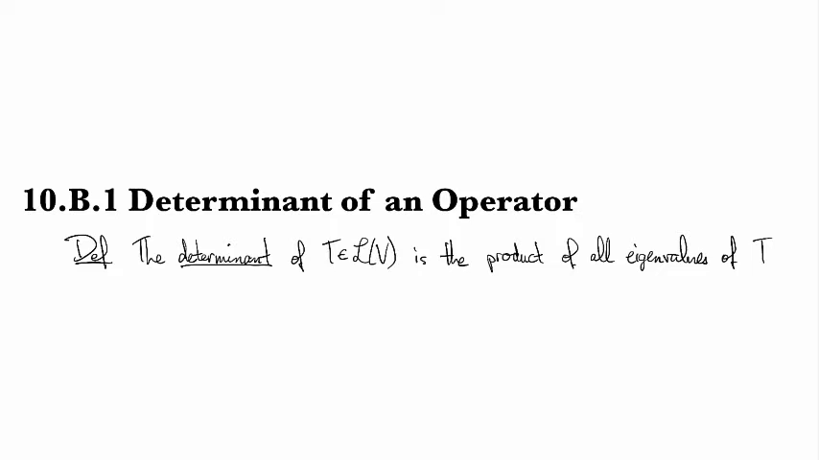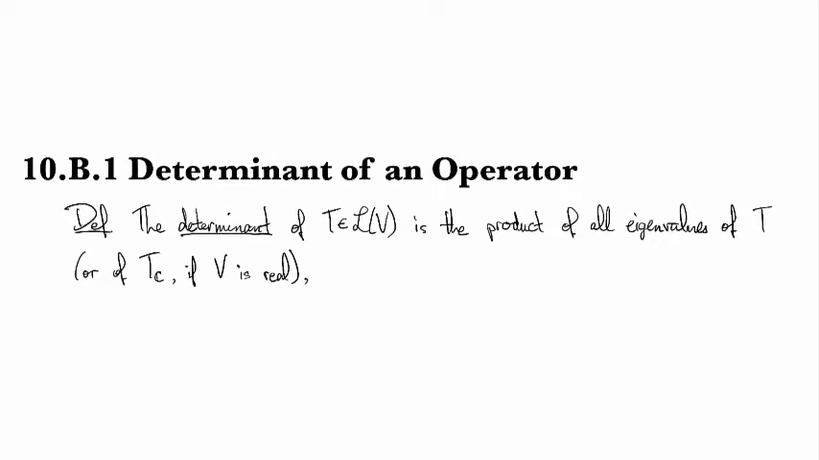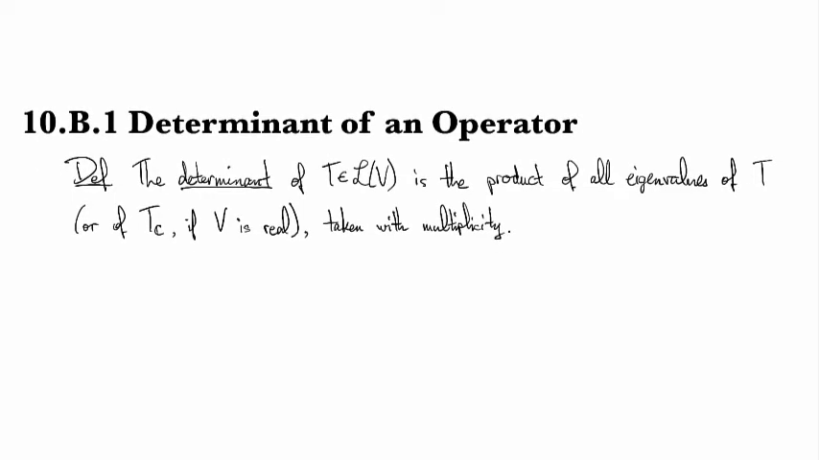So it's the product of all the eigenvalues of T, or of the complexification of T, if V is a real vector space. And these are taken with multiplicity. So that's important. You have to count an eigenvalue once for each time it appears.